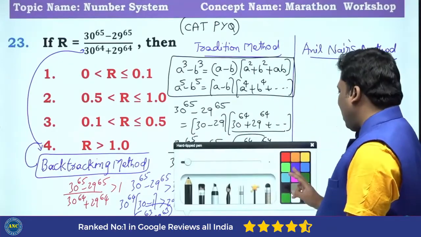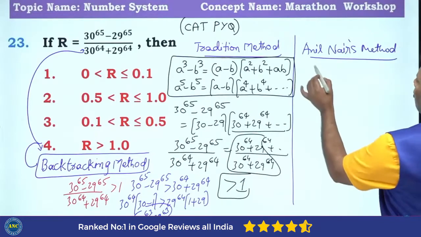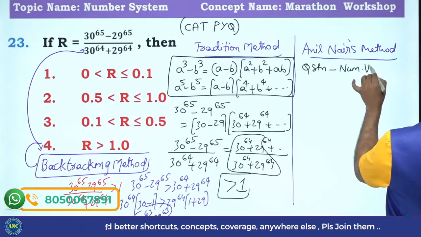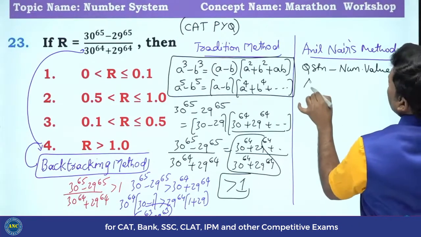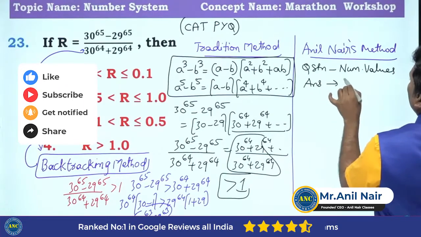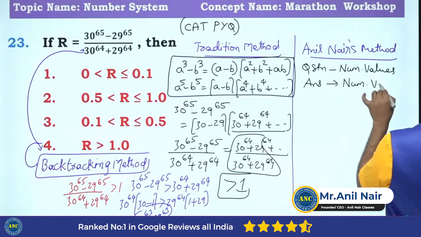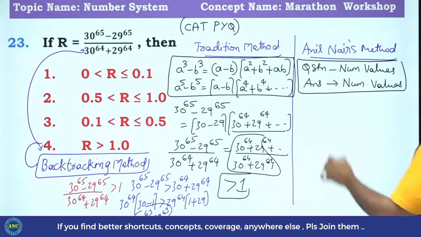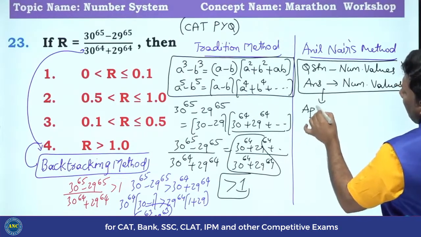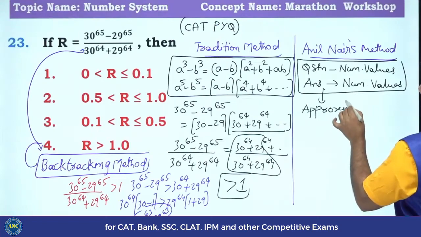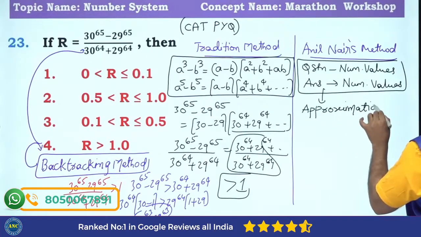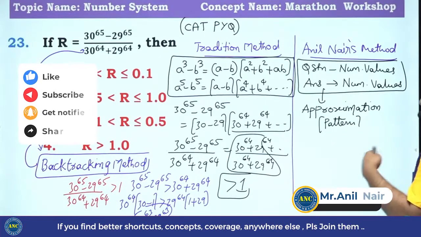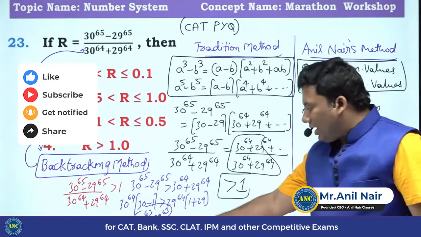Now, another way to solve. The question contains numerical values. The answer also contains numerical values, and the values of variables are in a range, specified in numerical values. What is the technique which I discussed? Approximation or pattern recognition. Identify the patterns for the lowest powers. If the patterns behave the same way, then you can get the answer directly.